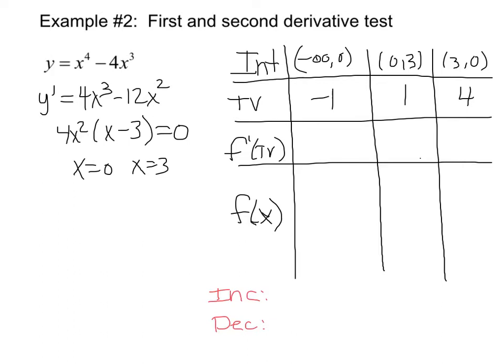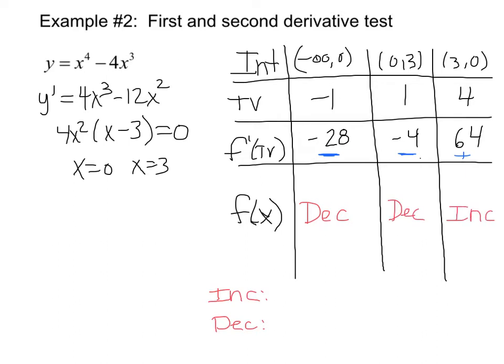So when I evaluate at negative 1, you guys can check my math, I get a negative 28. When I evaluate at 1, I get a negative 4. And when I evaluate at 4, I get a positive 64. And again, I really don't care much about what the actual numbers are. I care about their signs, that I am negative, negative, and positive. So what that tells me is that in terms of f of x, I am decreasing, decreasing, and increasing.